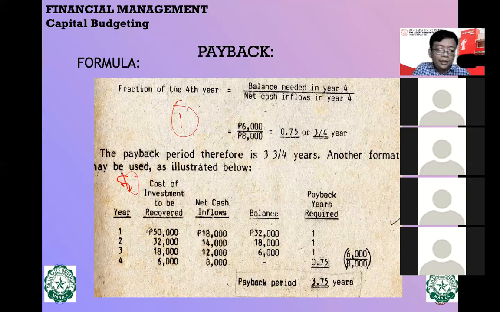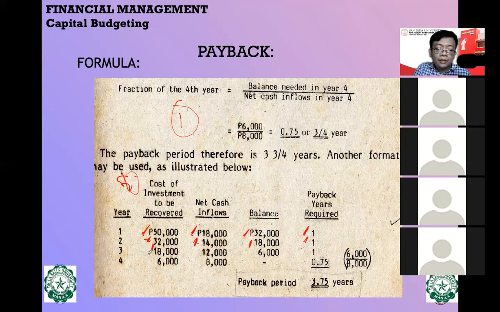Gawin mo muna, lagay mo yung 50,000 dito. Magkano yung net cash inflows? Di ba 18? Magkano yung balance? 32. 1 year yan. 32, lagay mo dito sa beginning. Next, magkano yung cash inflows mo? Di ba, given, 14. 32 minus 14, ang balance mo na lang 18. Another 1 year. 18, hanggang maging 0 para mawala yung 50. Lagay mo sa 3rd year, beginning.